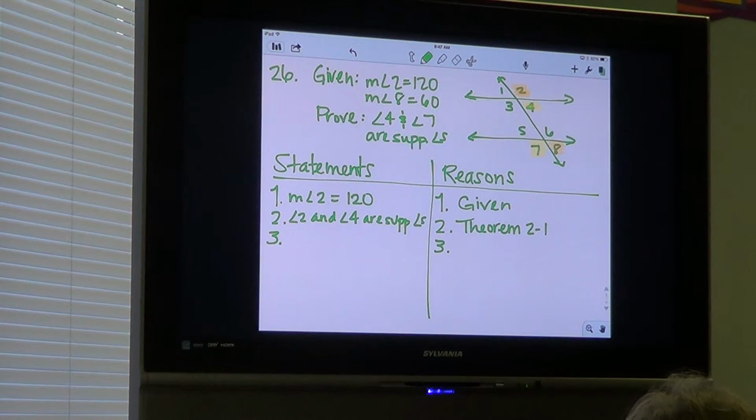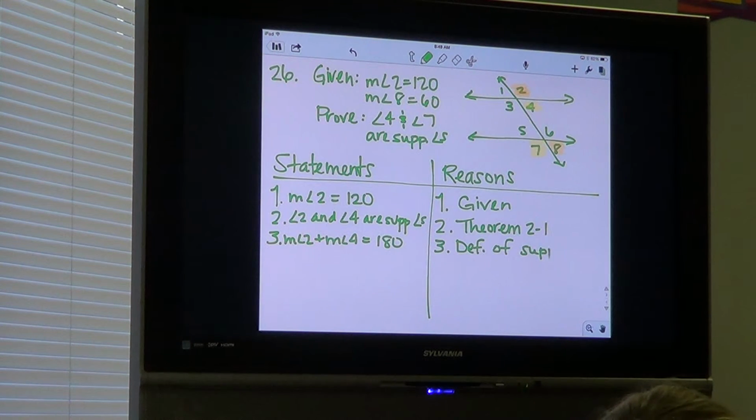What do I know about the angles if they are supplementary? Yes, so the measure of angle 2 plus the measure of angle 4 equals 180. Because of what? Yes, because of the definition of supplementary angles. Good?